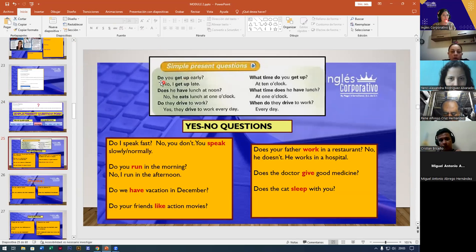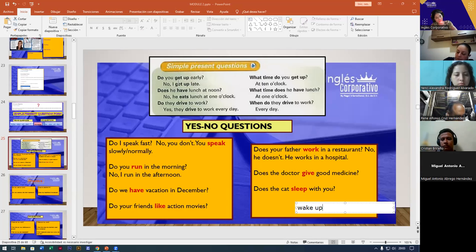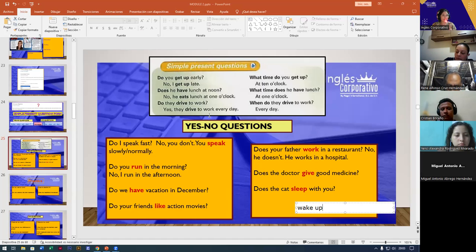In the simple present, yes-no question: Do you get up early? No, I get up late. What is "get up"? Despertarse. Get up means levantarse. It's different from wake up. When you say despertarse, that will be wake up. So you get up after you wake up, right? They are two different activities.